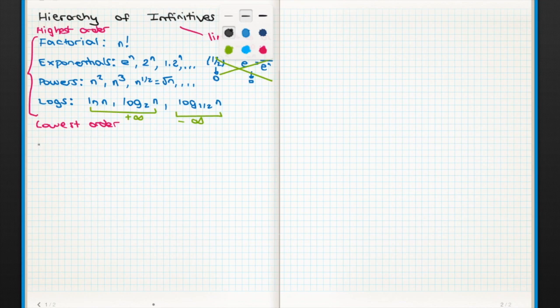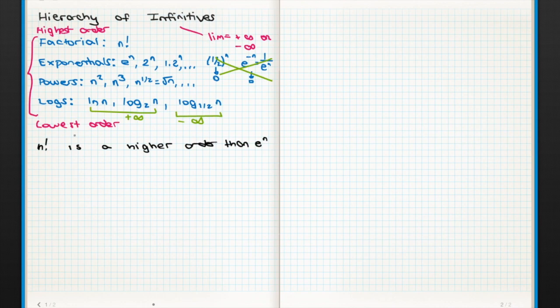So for example, we can say that n factorial is a higher order than e to the n, because it's in a higher group. And when we get to the exercises, basically this will just mean that n factorial is much more relevant with respect to e to the n. Also, between exponentials, the exponential with the biggest base will be the most relevant. So we can say that e to the n, and e is about 2.7, is going to be a higher order than 2 to the n.